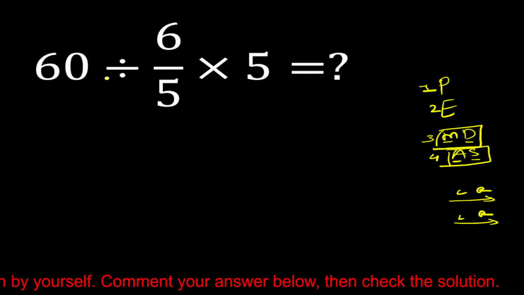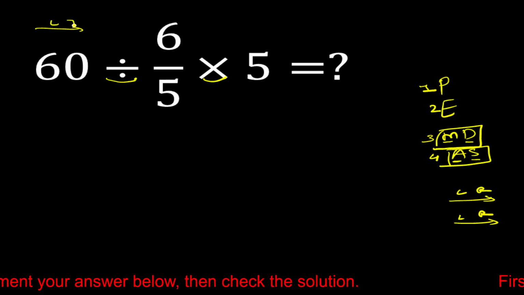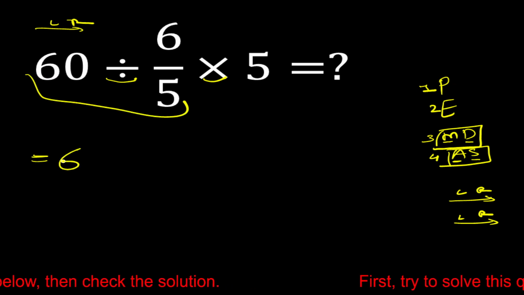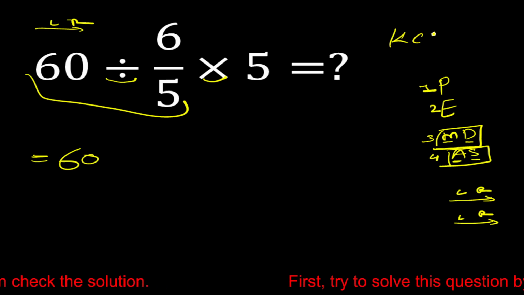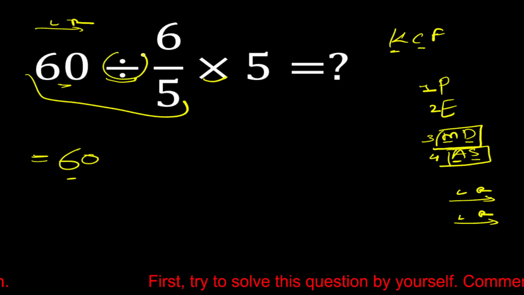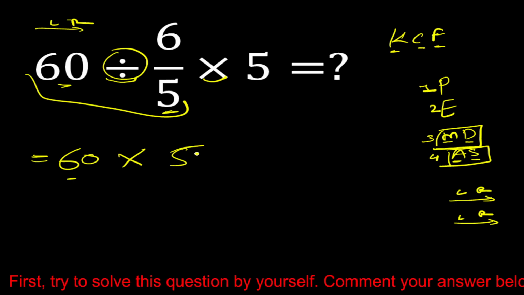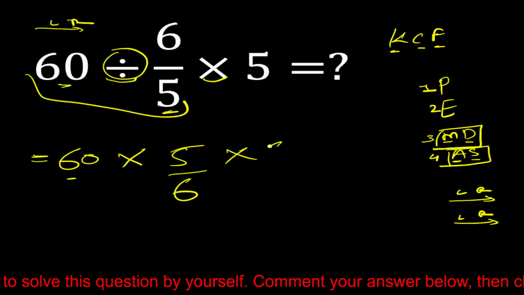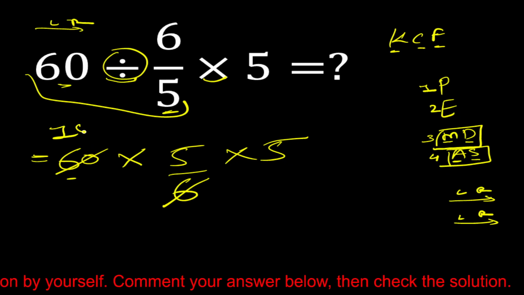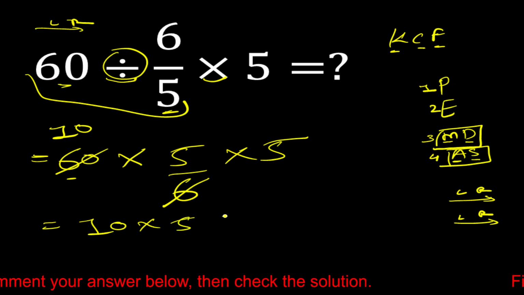Okay, now here is division and here is multiplication, both have equal priority, so we have to solve it from left to right. So first we have to solve this part, which is equal to 60. Now according to the KCF rule, K means keep this 60 as it is, same. Same means change this sign from division to multiplication. And F means flip this fraction: 6 by 5 is equal to 5 by 6. Okay, multiply 5. Now cancel 6 by 6, so here is 10. So the expression will become 10 multiply 5 multiply 5.